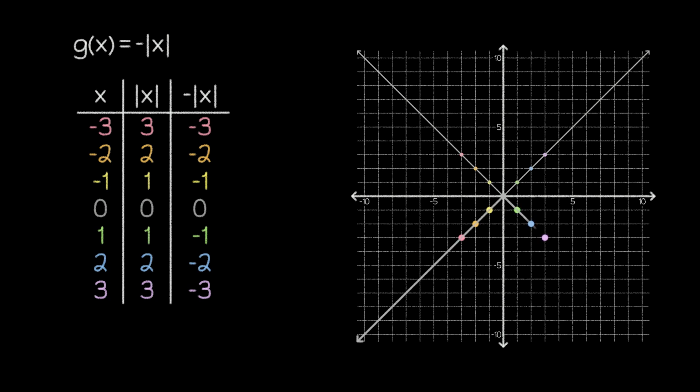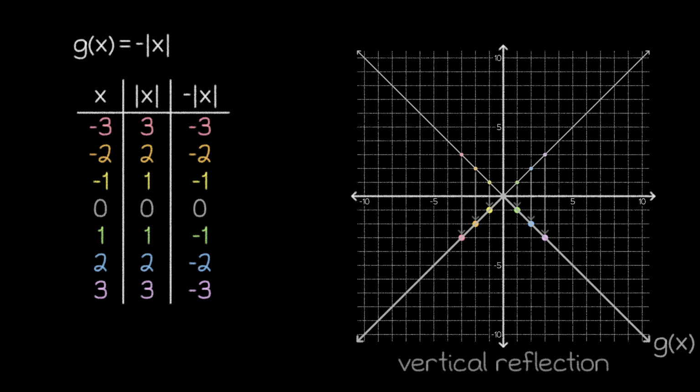And once we graph this function, it becomes immediately clear what's different about the graph. It's upside down. That's because the negative sign outside the absolute value bars resulted in a vertical reflection, which means that all the points of the parent function got mirrored across the x-axis.